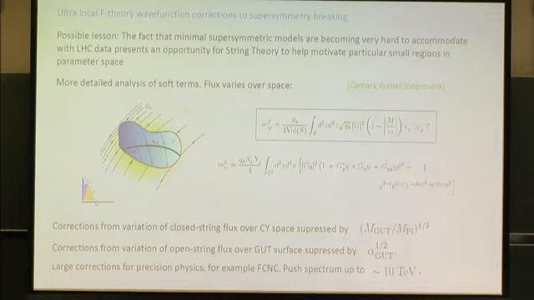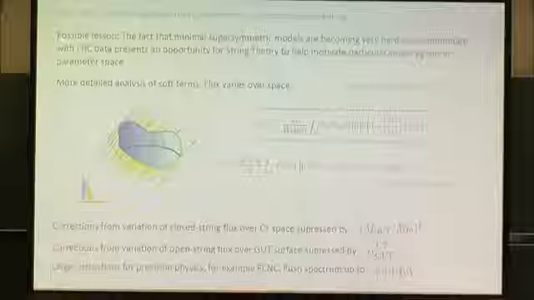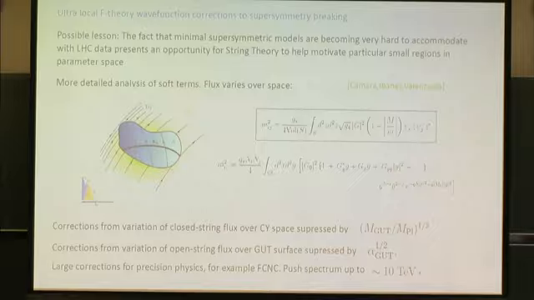Okay, this is just to do with the previous slide: a possible lesson is that minimal supersymmetry models are becoming very hard to accommodate in parameter space by LHC data, and it may be that string theory has an opportunity there to motivate a particular small region of parameter space that's been left over. That's from the past slides.